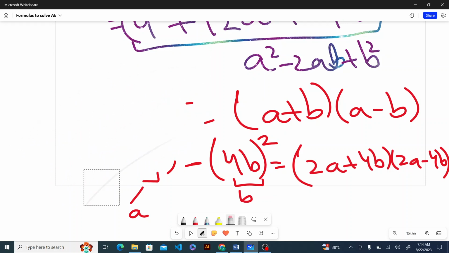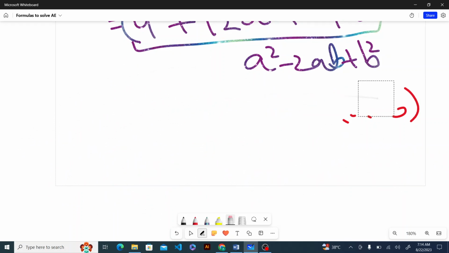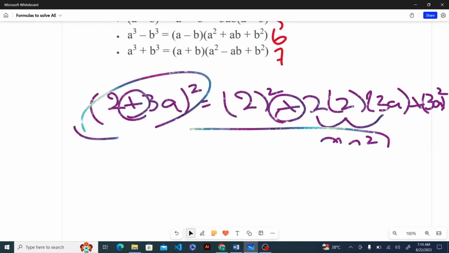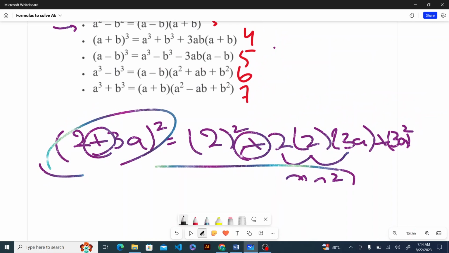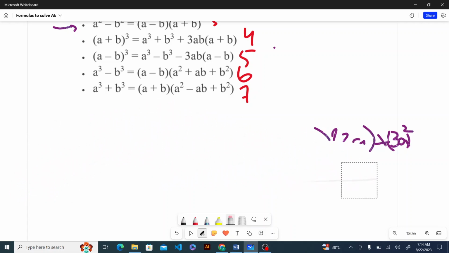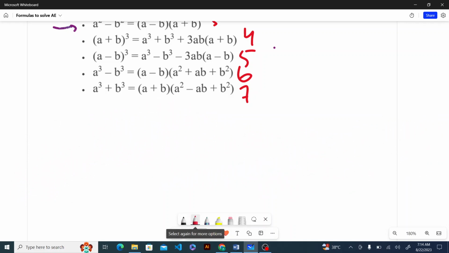So now let us see the formulas for cube. Then I will do an example for you. Formulas are a plus b whole cube is equal to a cube plus b cube plus 3ab into a plus b. Then a minus b whole cube will be equal to a cube minus b cube minus 3ab into a minus b. Then a cube minus b cube will be equal to a minus b, a square plus ab plus b square. Then a cube plus b cube is equal to a plus b into a square minus ab plus b square. Okay.